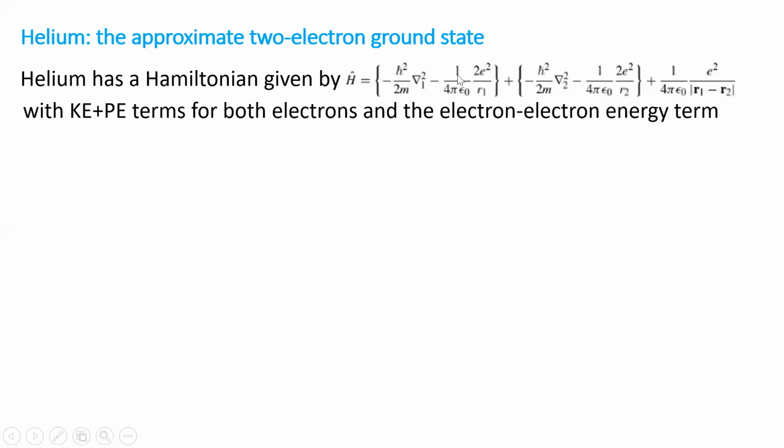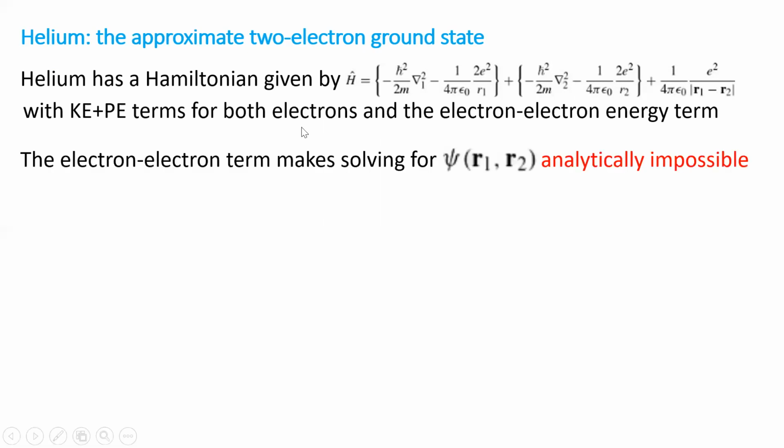But when we combine them together, we get something pretty complicated. So we have to approximate. The electron-electron term makes solving for the two electron wave function psi of r1 and r2 analytically impossible. It's just not possible to solve with this Hamiltonian. But we can still get some insight.